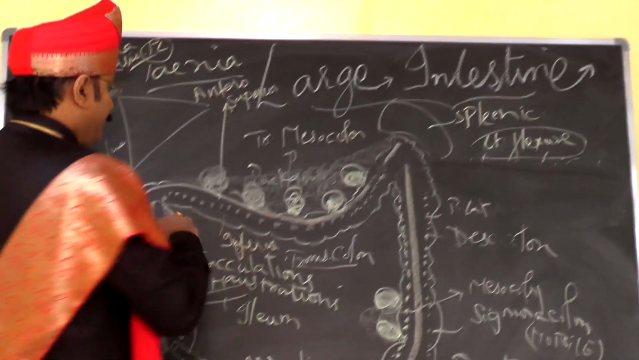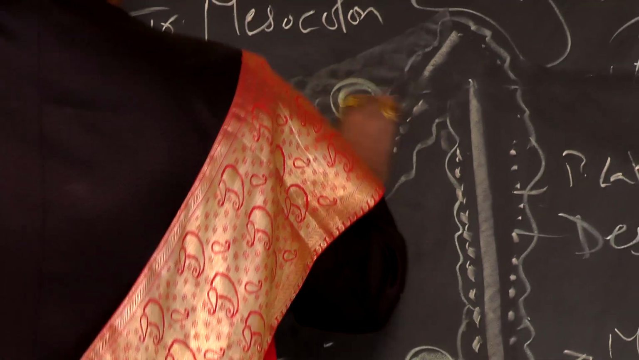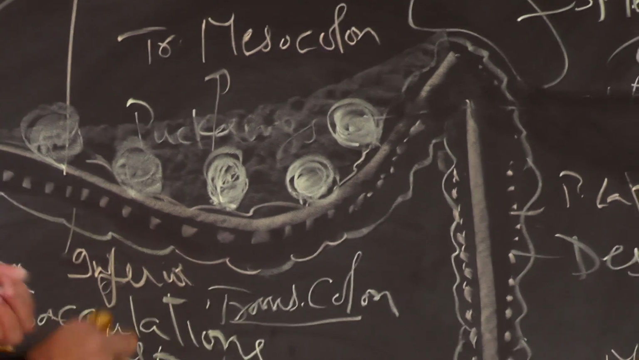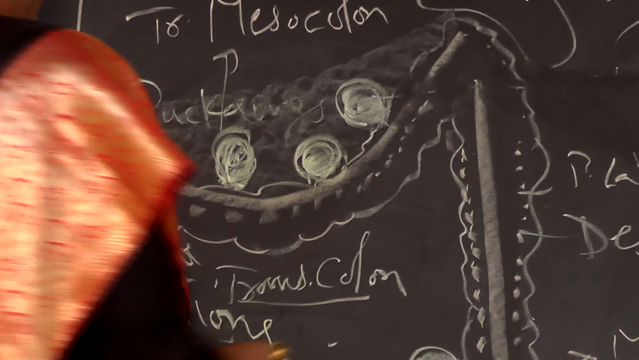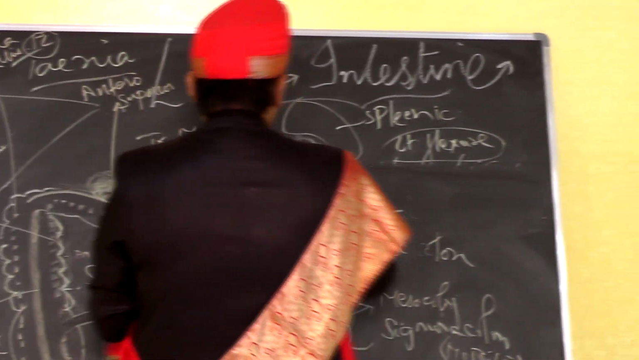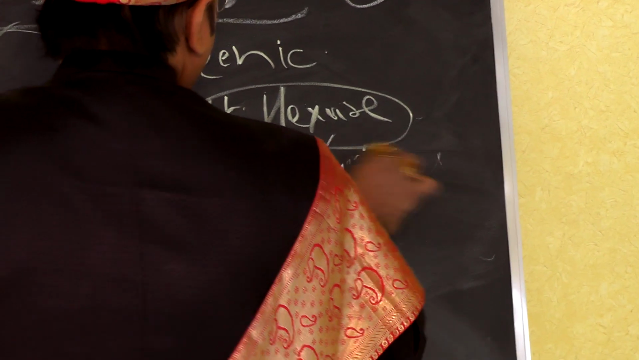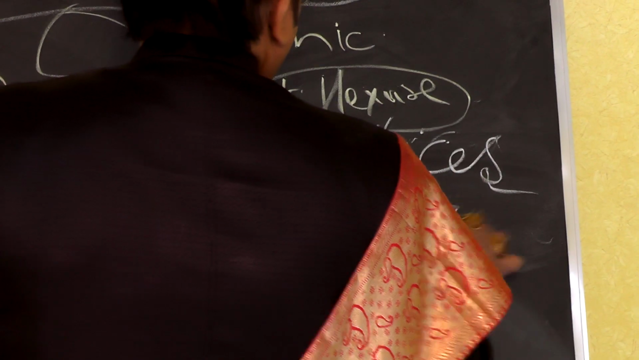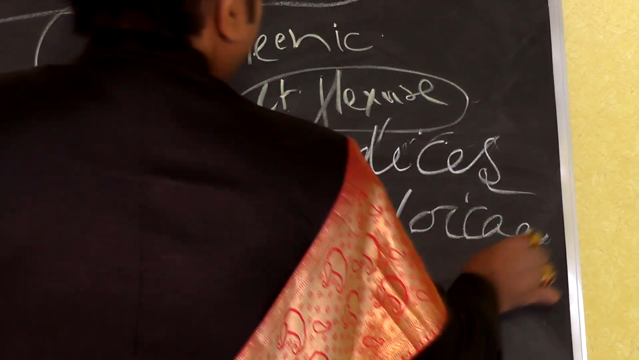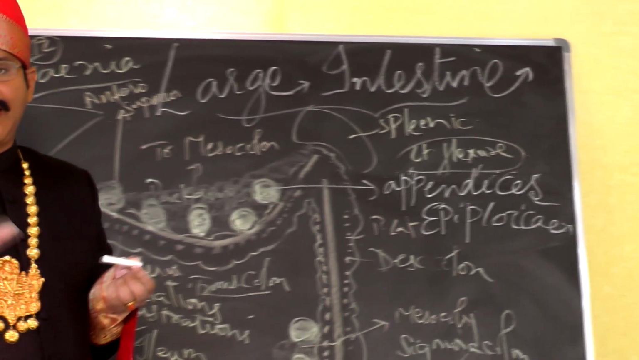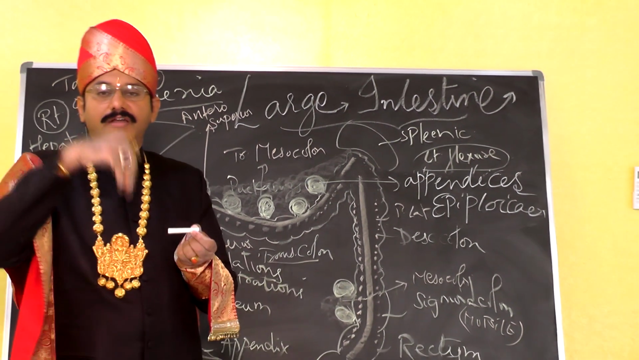Now we see the peritoneal bags filled with fat in the region of the transverse mesocolon and sigmoid mesocolon. So this is called the appendices epiploicae. Appendices epiploicae. Okay. Now what are appendices epiploicae? They are nothing but the peritoneum filled with fat.